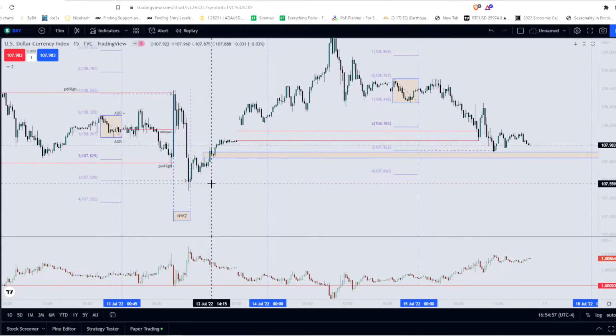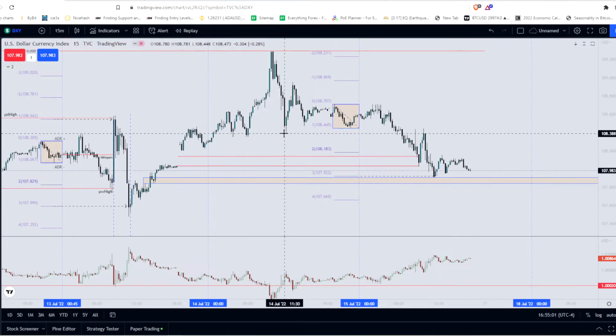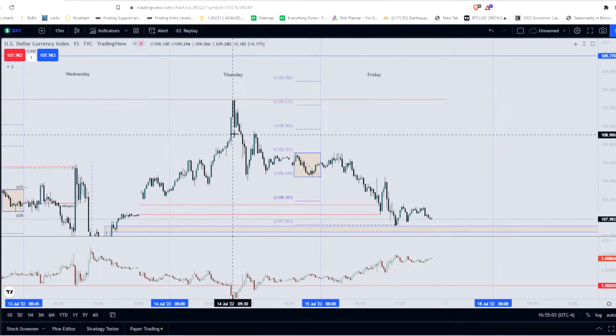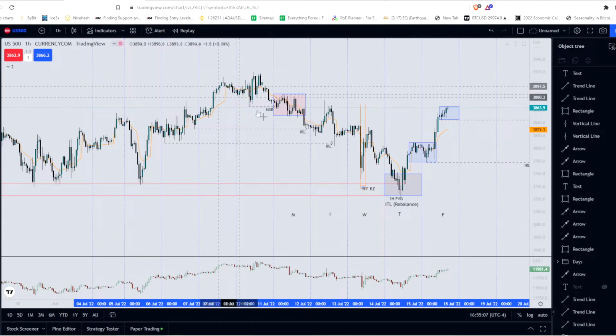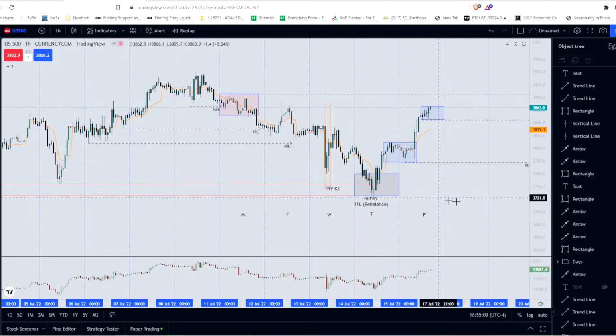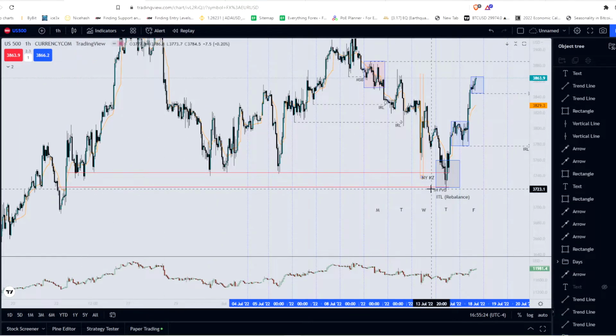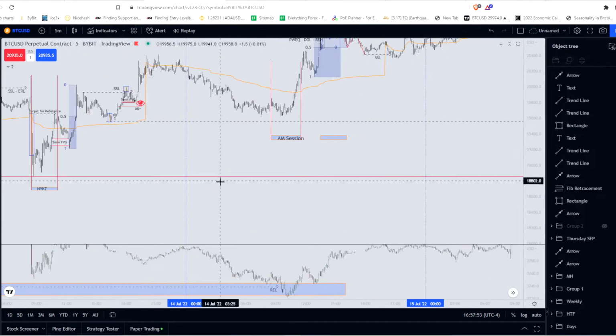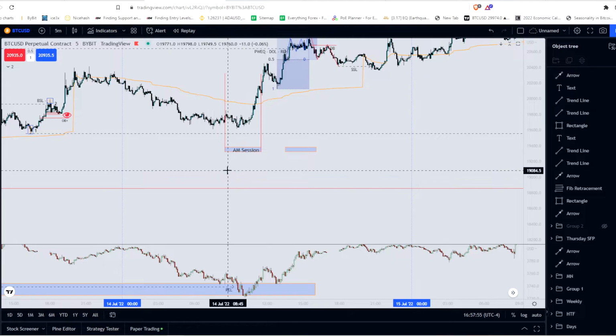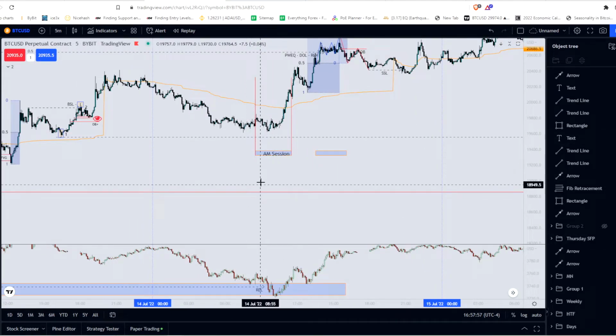So let's recap. We had the volatility on the dollar on Wednesday, after which it pushed up into Thursday New York kill zone. At the same time, the S&P 500 was reaching for its own internal range liquidity and high time frame support, marked by a fair value gap on the 1 hour. And on Bitcoin, we see a strong performance against the other indexes.